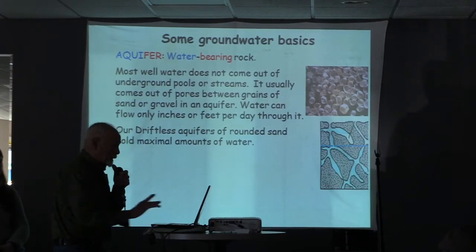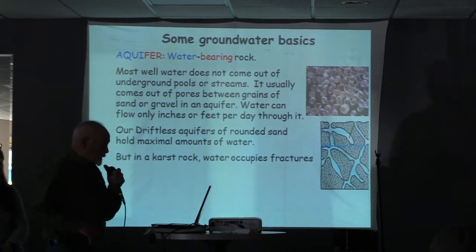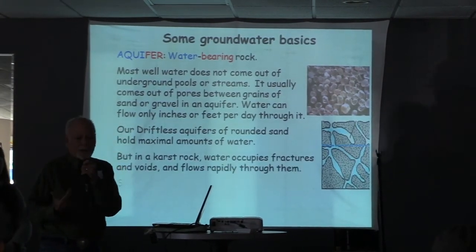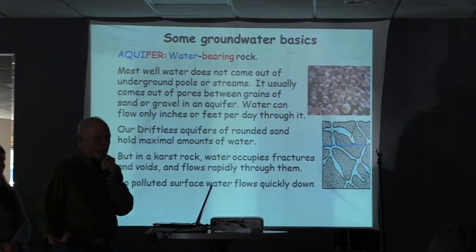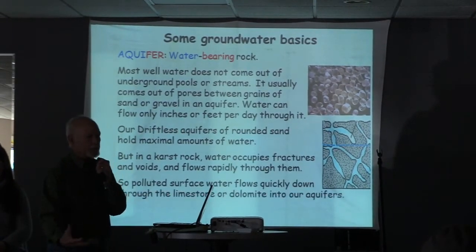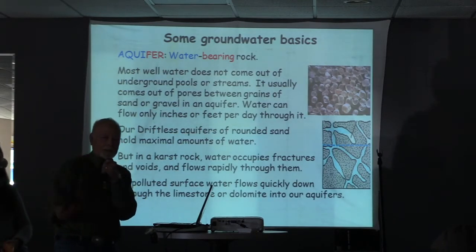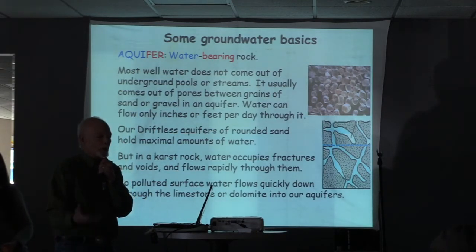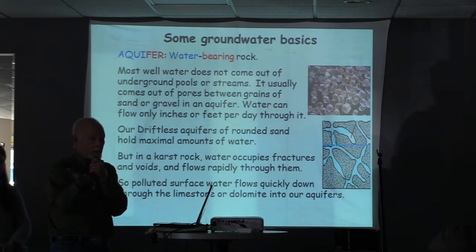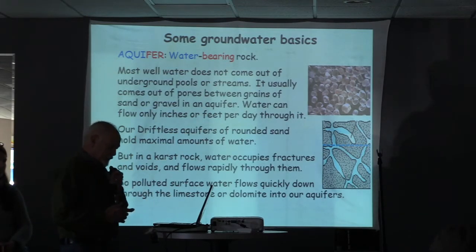In a karstic rock, you do get water in cavities. For example, in Florida, they have large empty caves full of water, and they build a subdivision on top of it. The subdivision needs water. Lo and behold, the cave loses its water, and so you get giant sinkholes that entire subdivisions can fall into.